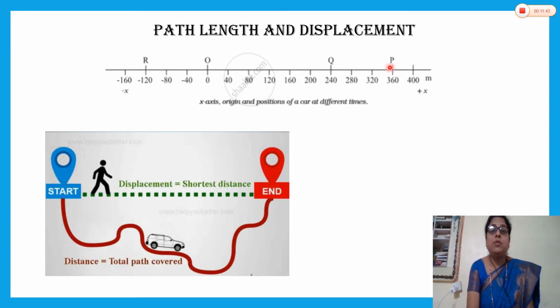But now from this point, again the object is reversed and comes to the position O, then we can say the displacement is 0. But the distance covered is 360 plus 360, that is 720 meter. Now if the object moves to point R, we can say the displacement is minus 120 meter, but the distance again we have to add 720 plus 120. Thus we can measure the total distance, that is the actual distance.